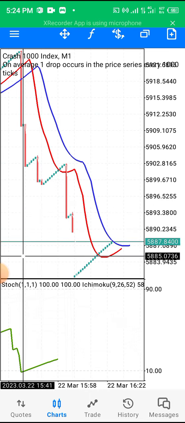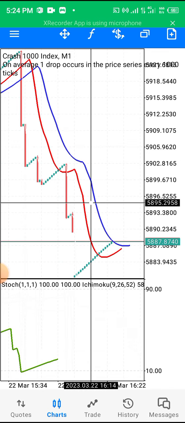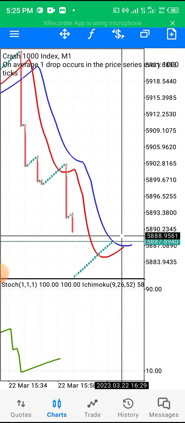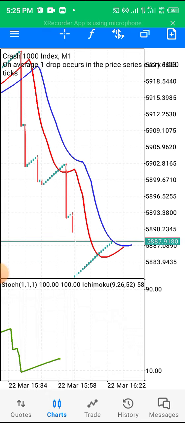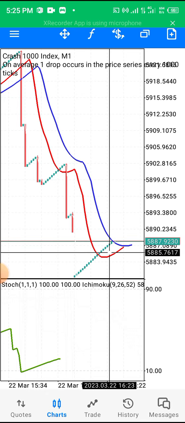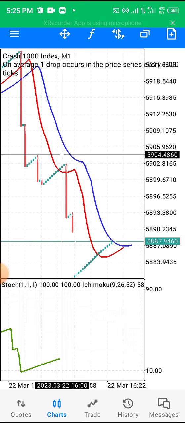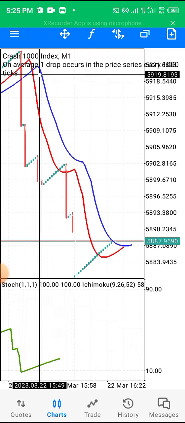So when that happens, all you need to do now is wait on your main chart to see your red indicator crossing the blue one. What we are waiting for now is for our red indicator to cross our blue indicator to the upside. Don't go for it when you see it crossing to the downside like this, like what I'm showing right now.